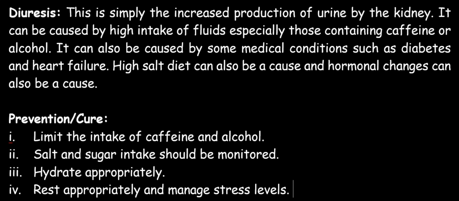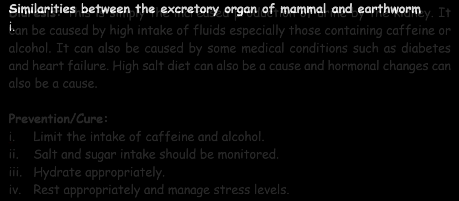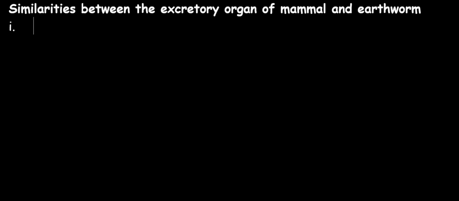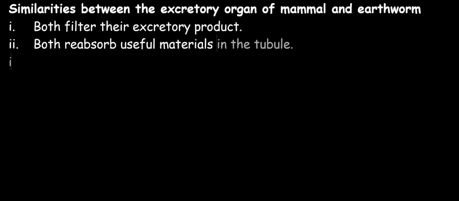Now we'll be taking the similarities between the excretory organs of mammals and earthworms. Number one is the fact that both filter their excretory products. So the excretory organs of mammals and earthworms filter their excretory products. The second similarity is that both reabsorb useful materials in the tubule. The third similarity is that both excrete urine.